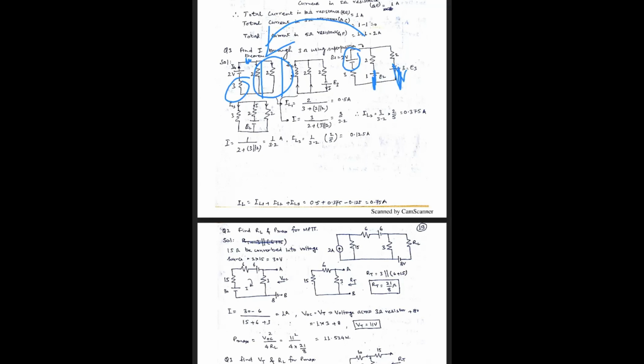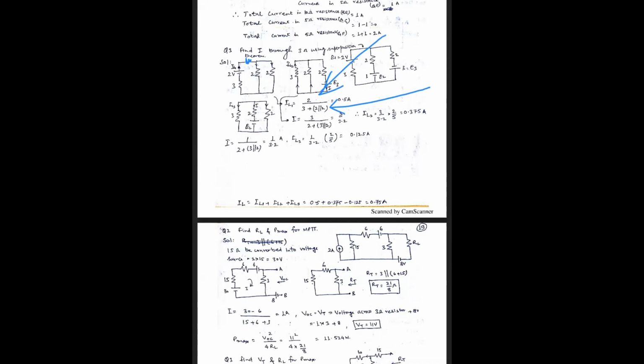Otherwise, some students make a mistake that since this 3 ohm, this 2 ohm, this 2 ohm all are in vertical position, they are in parallel, but it is not the truth. Okay, truth is that this 3 ohm resistance is in series combination with the parallel combination of these 2 ohm resistances. Okay, so we can calculate the effective resistance like this, and voltage is 2 volts.